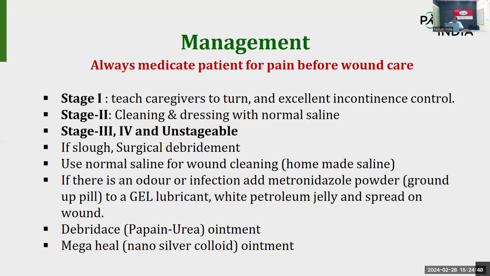If it is stage 3 or 4, you can use normal saline for wound cleaning. You can use homemade saline in house visits and all. After that, you have to put the Vaseline dressing, that is nothing but white petroleum jelly. To soften the slough, you have to put a thick Vaseline coating on the slough area.